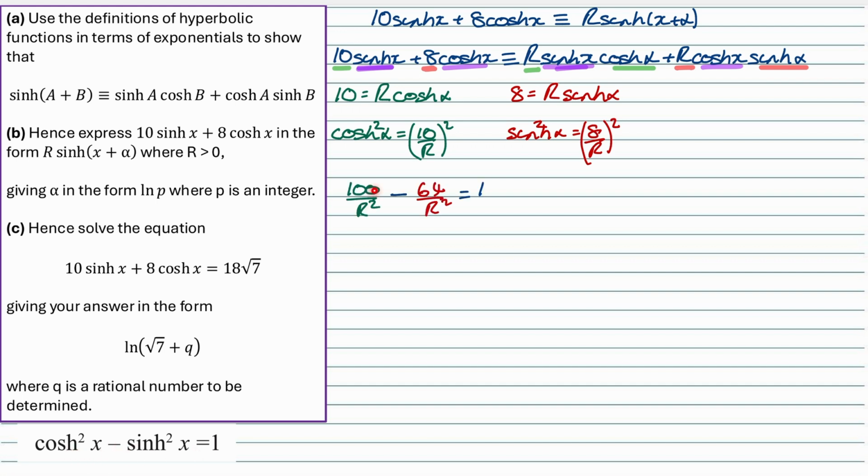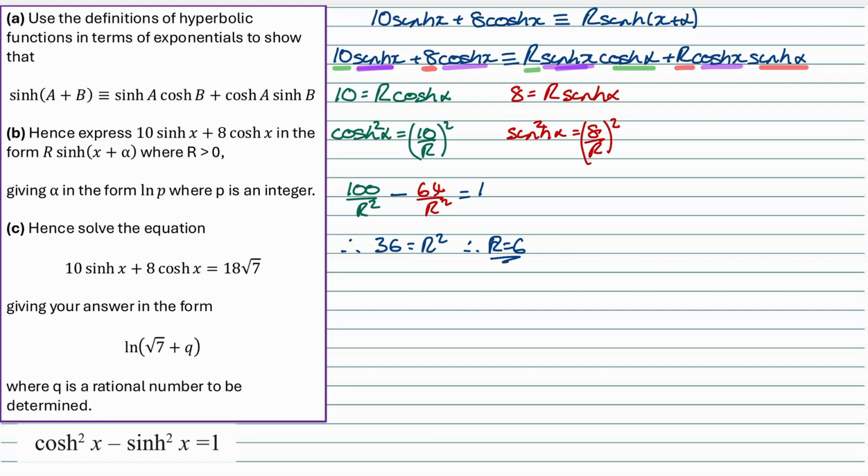So we'll get 100 over r squared minus 64 over r squared will equal 1. We'll move this r squared over to the right hand side and we'll simplify this to make 36. So therefore 36 will equal r squared. So therefore r must equal 6.